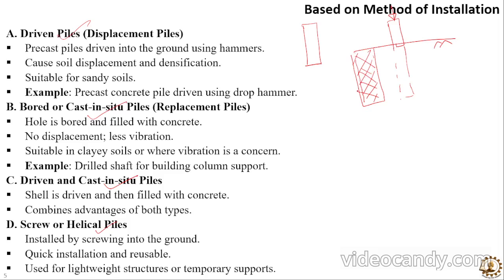And driven and cast in situ piles combine both advantages, that means precast and cast in situ. Suppose I have cast the concrete base, and above this I am penetrating the precast pile. So this is the combination of driven piles and cast in situ. And screw or helical piles can be reusable piles. Basically I have a ground here, and by screwing action I can rotate it and penetrate the pile inside the ground. And by reverse rotating I can also withdraw the pile from the ground. So these are screw or helical piles. Helical means you can find this kind of helical structure along the surface of the pile.